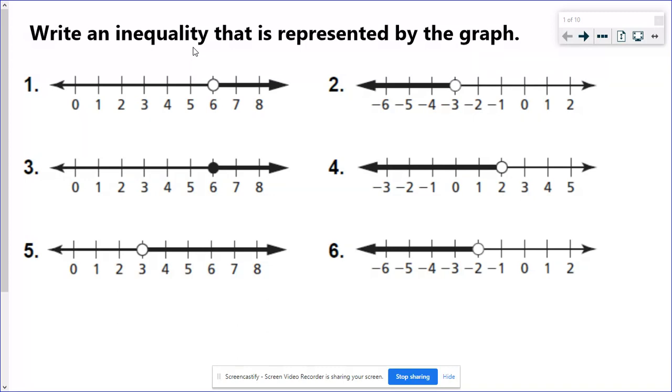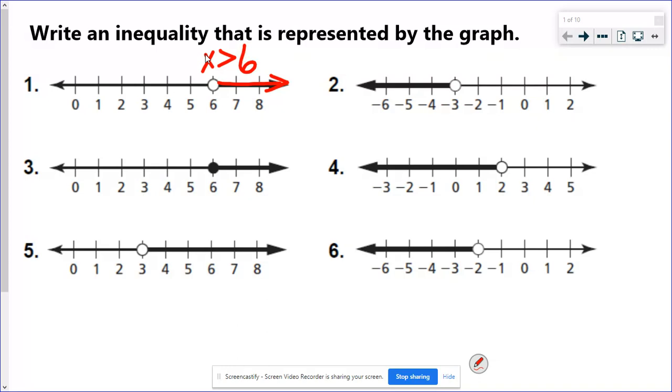I don't think that we need to do all of these, but for instance, number 1, remember we're always going to start with our variable first. This is an open circle at 6, which means it's not equal to 6. So that means that it can be greater than, because it's going to the right. My arrow points to the right, just like that arrow does, and 6. That's how we write that kind of an inequality.